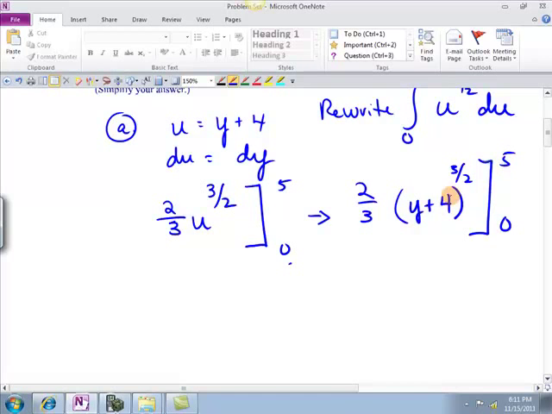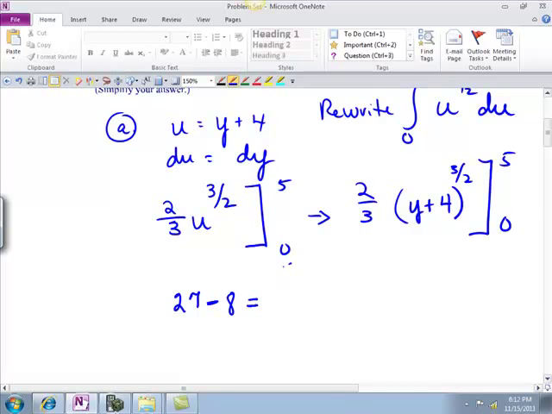So what happens when I plug in 5 here? 5 plus 4 is 9. 9 to the 3/2. You could do it on the calculator, but you could also say, what's the square root of 9? 3 cubed is 27. So you end up with 27 minus, you can't just ignore the 0 this time. 0 plus 4, so you got 4. Square root of 4 is 2. 2 cubed is 8.